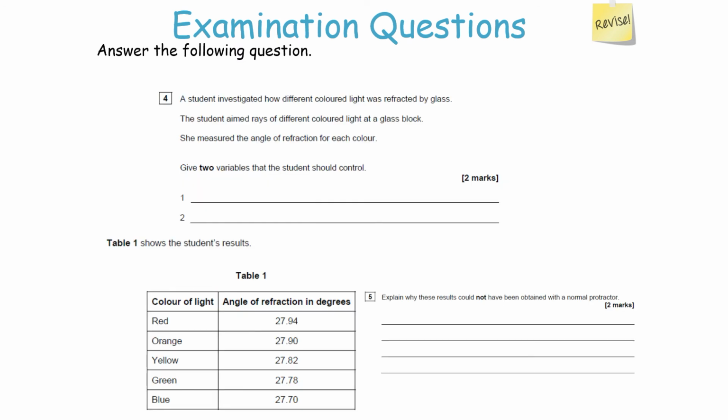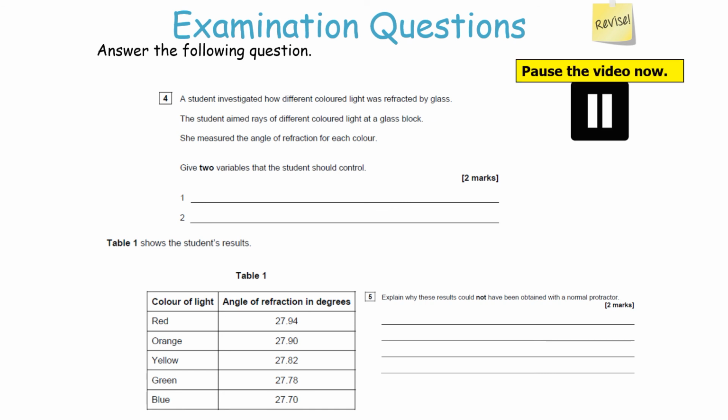A student investigated how many different coloured light was refracted by glass. The student aimed to refract rays of different coloured light at a glass block, and she measured the angle of refraction for each colour. Give two variables the student should control, and then the table shows the student's results. Explain why these results could not have been obtained with a normal protractor. So pause the video now, and then unpause the video when you want to go through the answer.